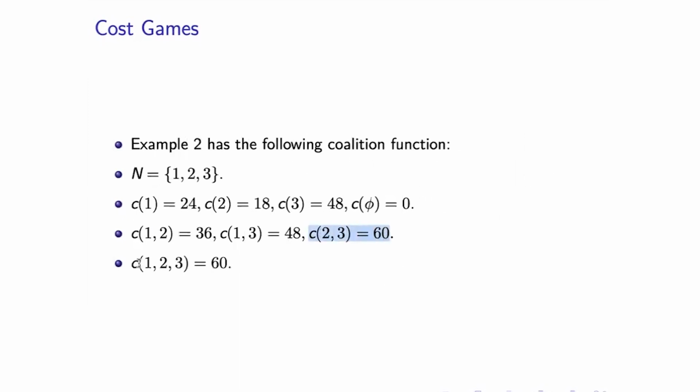And this is going to be the same as C123, right? Why? Because when you are building connections to join 2 and 3 to the station, because of the network structure, you are automatically forced to also involve 1, right? So the cost of connecting 1, 2, and 3 is also going to be 60, right?